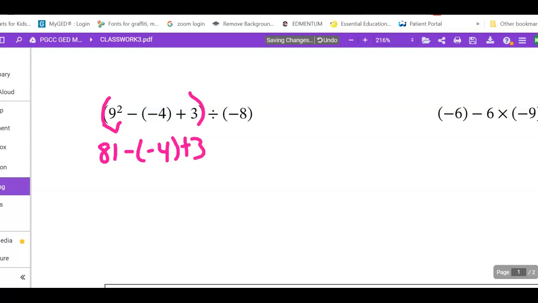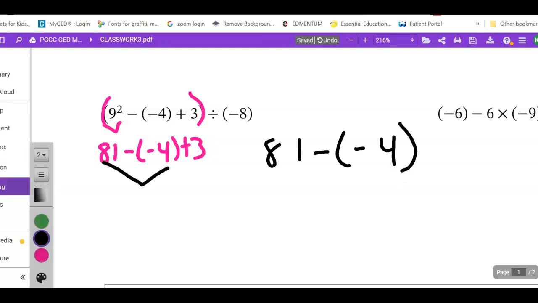This is where I am. Now where do I go? You see just adding or subtracting, so you're going to start from whatever you see first. If I start with what I see first, I have this: 81 minus a negative 4, right? On the side, 81 minus negative 4.